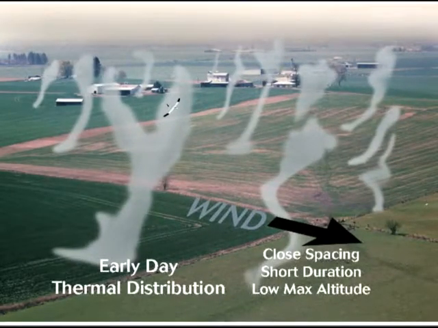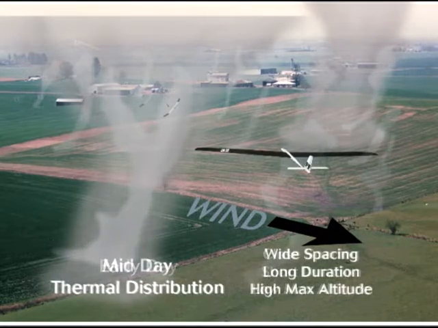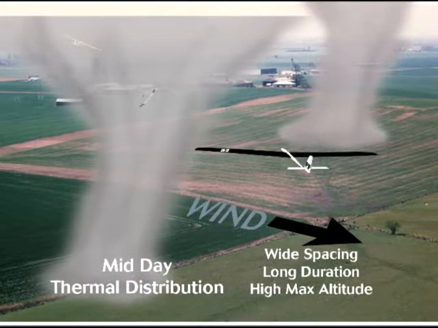The formation and dissipation cycle of thermals is highly variable. As a general rule, thermals tend to be smaller, closer together, and short-lived in the early and late parts of the day. Midday thermals tend to be bigger, of longer duration, and spaced farther apart.